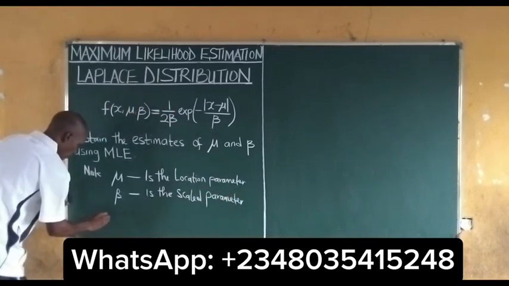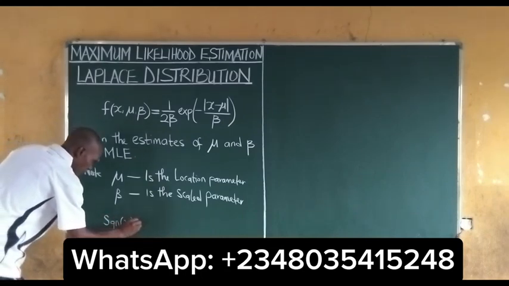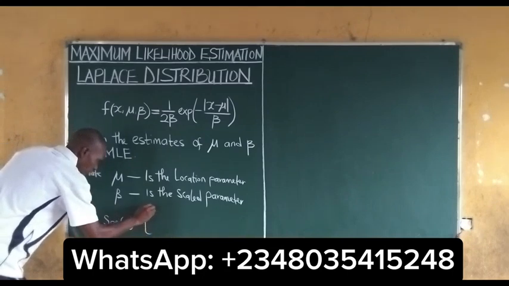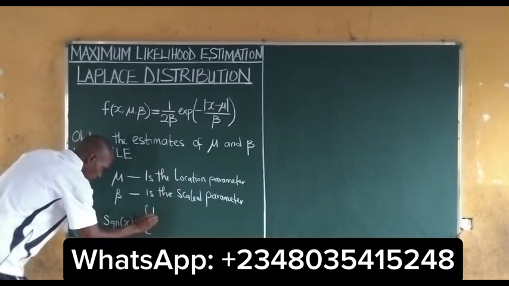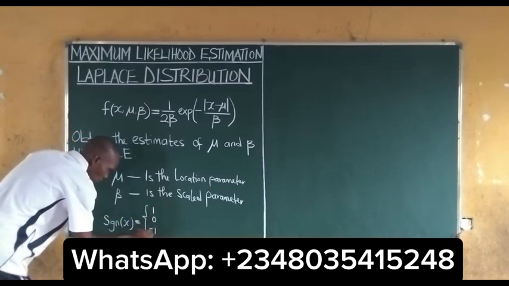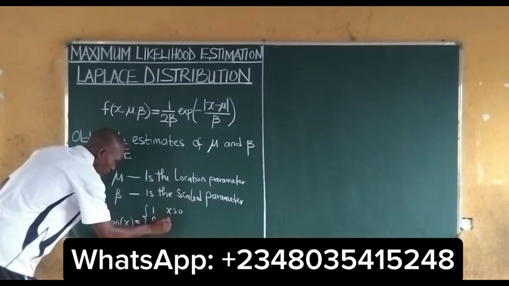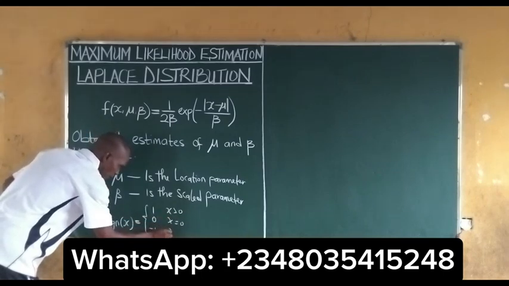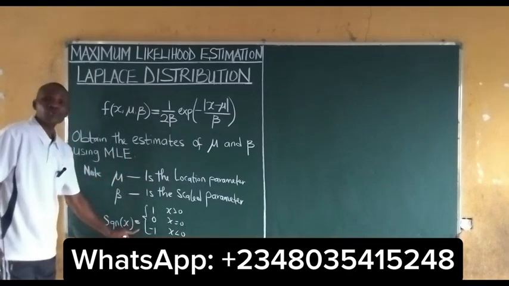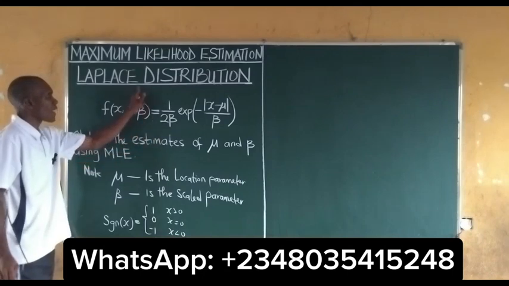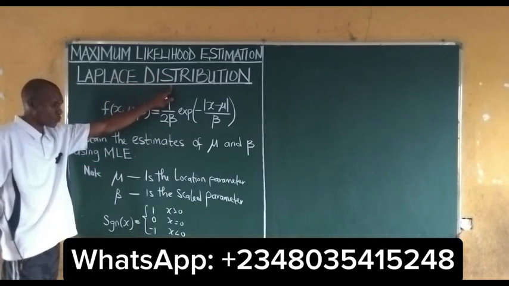We should also know that the sign function of x is equal to 0, 1, 0, minus 1. So we have x greater than 0, x equal to 0, and x less than 0. So these are the things we should note before we compute the maximum likelihood estimation for the Laplace distribution.